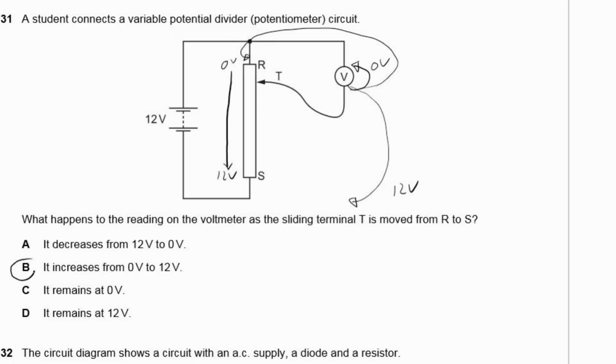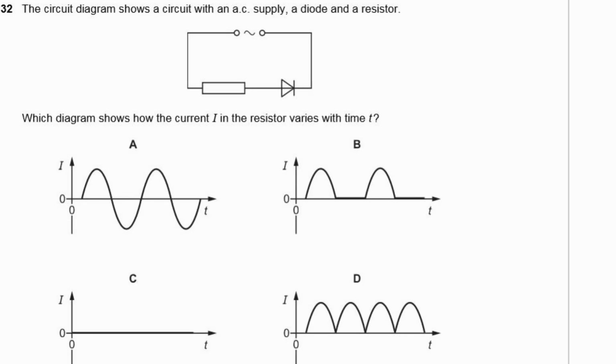So, B, it increases from 0 volts to 12 volts. 32. The circuit diagram shows a circuit with an AC supply, a diode, and a resistor. Which diagram shows how the current I in the resistor varies with time?